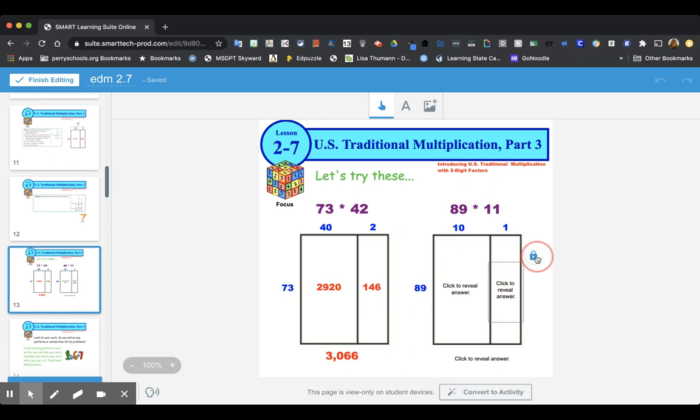Moving over to 89 times 11, you should have 89 times 10 and 89 times 1. We know that 89 times 1 is 89. And we know that 89 times 10 should just be that with a 0 added to the end, so 890. And then again, we're going to add those two together, getting a final answer of 979.